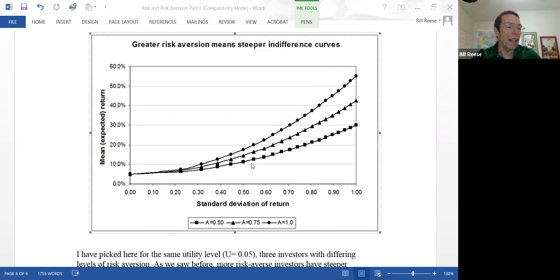Okay, so that's it for this particular section right here. Next time we get together, we're going to be talking a little bit more about how we actually calculate the level of utility for an investment.